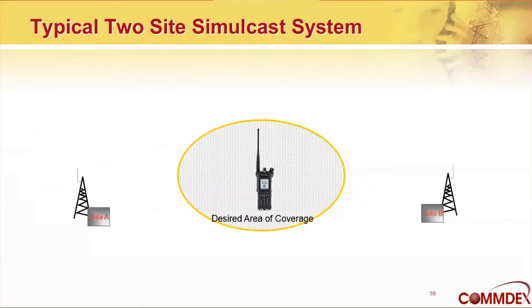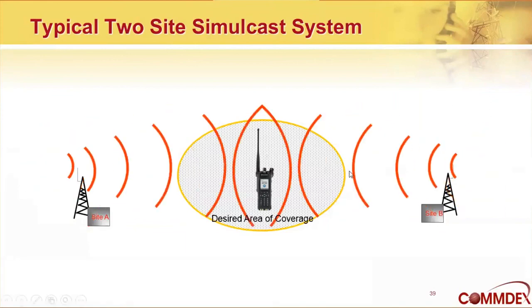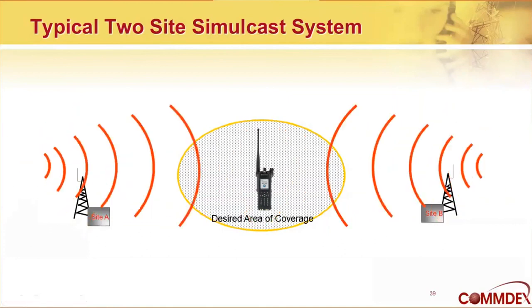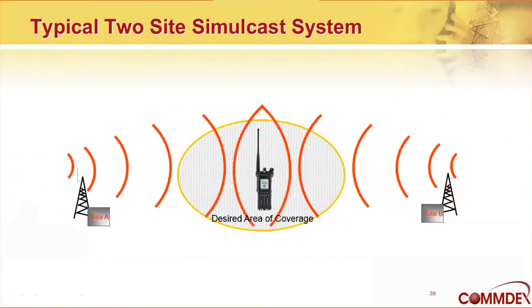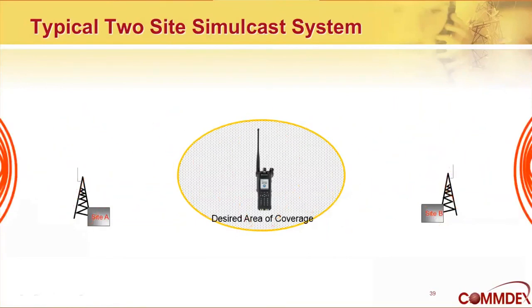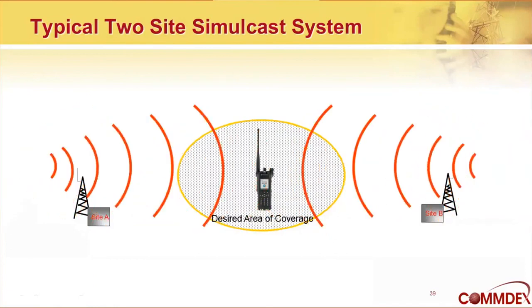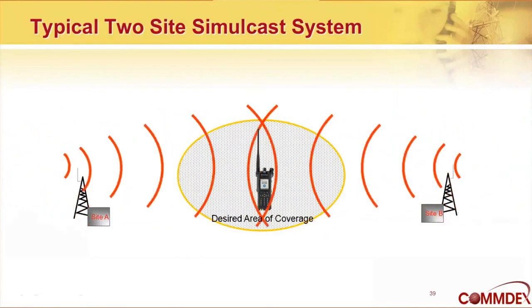So to illustrate that, we have a little simple example here where we have two sites, site A on the left and site B on the right. We have a portable in the middle that wants to get coverage. He's about halfway in between those two sites. And that's good because if you look at the animation on this graphic, what's happening is site A and site B are transmitting at the same time. So the signal is received by that portable at the same time from both sites, which is good because then the signal will be in phase and everything's good.